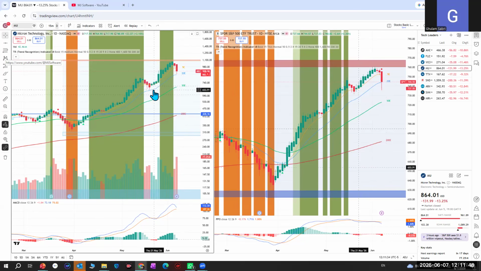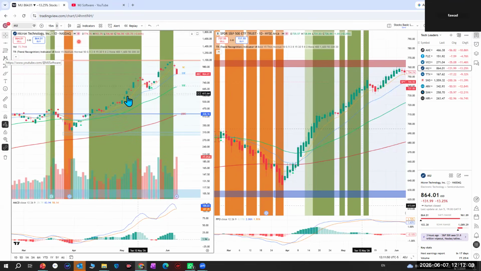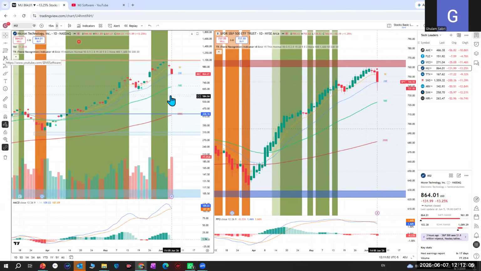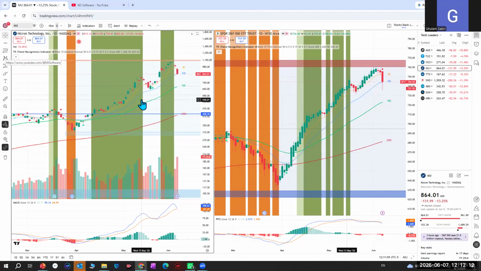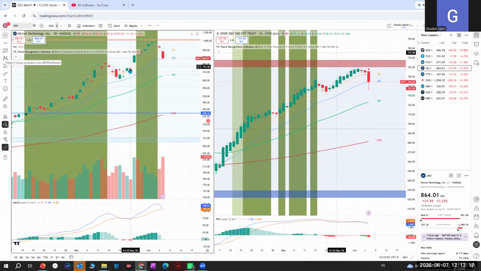Micron should not fall below this level, 660. If you remember, that's a gap level. One problem with the Heiken Ashi is that it removes gaps because it averages out everything, right? So here we see some gaps in Micron. This gap I'm talking about, and there was a gap somewhere else as well. So Micron will probably fill this gap.